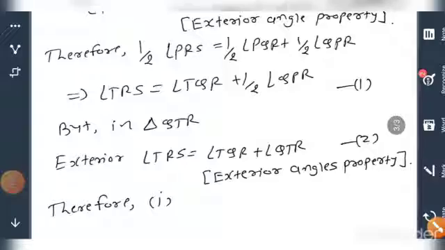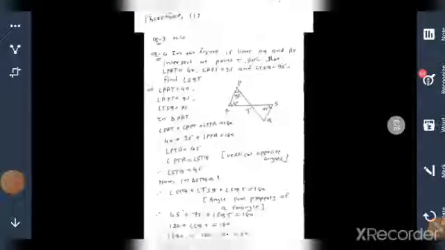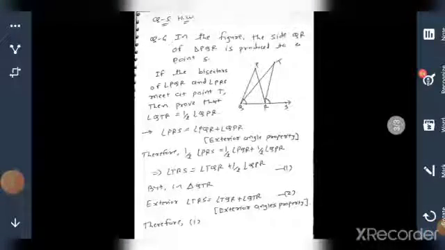Therefore equation number 1 is our final answer. In this way you can prove any property which is given in the question.